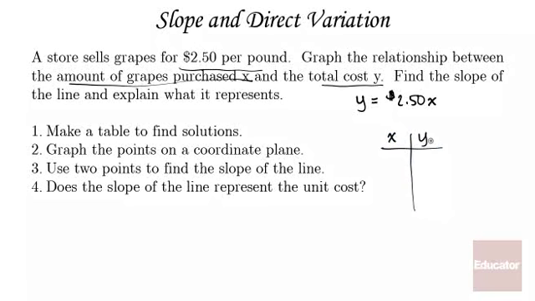Remember that you only need 2 points to make a line. I think it's easy to use x as 0. If you buy 0 pounds of grapes, you get a 0 for a total cost. And then it's easy to use small numbers, like 1. If you buy 1 pound, it will cost $2.50. I'm going to shorten it to 2.5, so when I graph 0, 0, and 1, 2.5, it'll be easier.